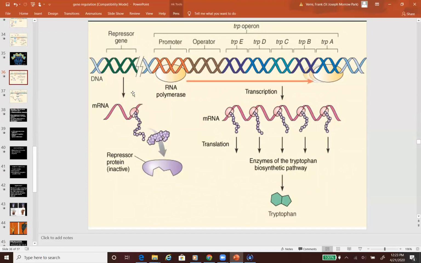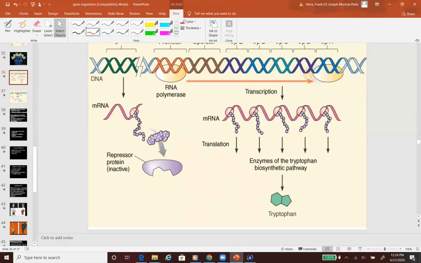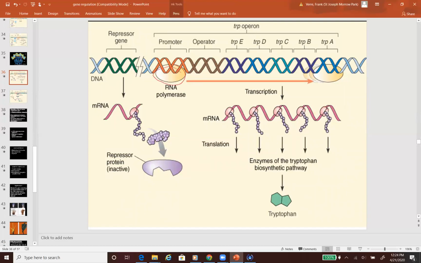Now, this is an example where the gene is repressible. So the genes are on, but we can switch it off. You can see in this picture here that for the RNA polymerase there's nothing in the way. So in this slide, you can see that the RNA polymerase, which is over here, can copy this. In this case, the trp operon is 5 genes.